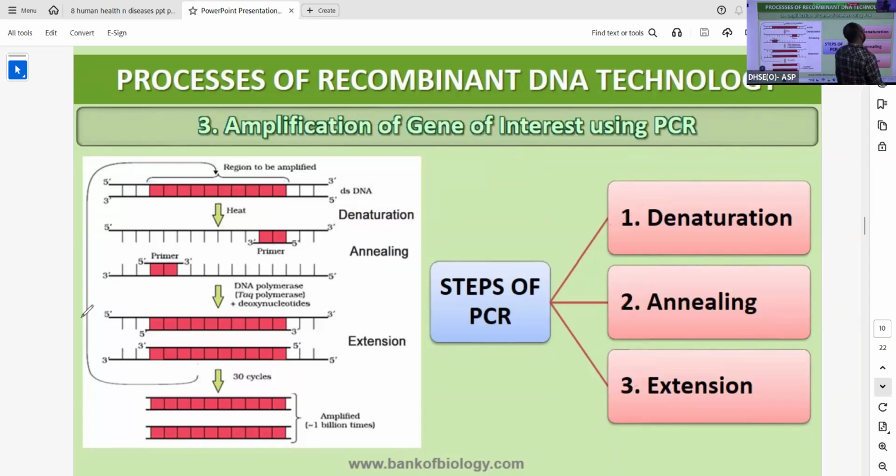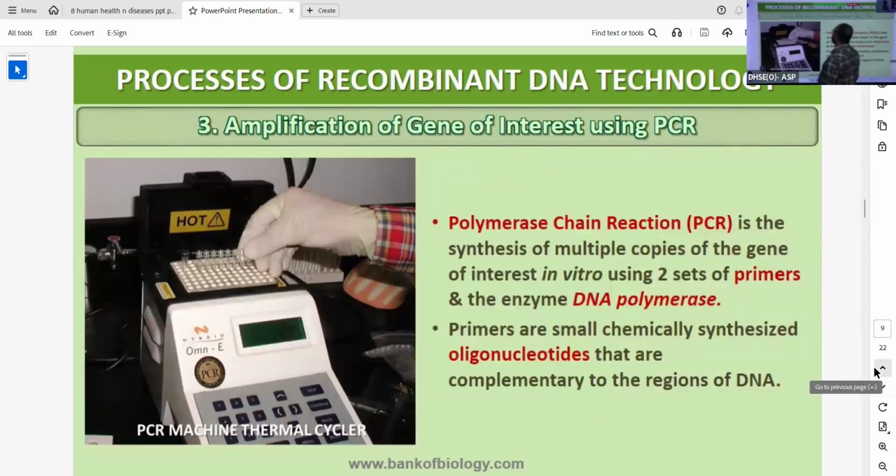तो ये अलग steps of PCR, that is denaturation, annealing and extension. अब देखिए, the amplification of the gene of interest using PCR. The polymerase chain reaction is the synthesis of multiple copies of the gene of interest in vitro using two sets of primers and the enzyme DNA polymerase. Primers are small chemically synthesized oligonucleotides that are complementary to the regions of the DNA. We already know that.